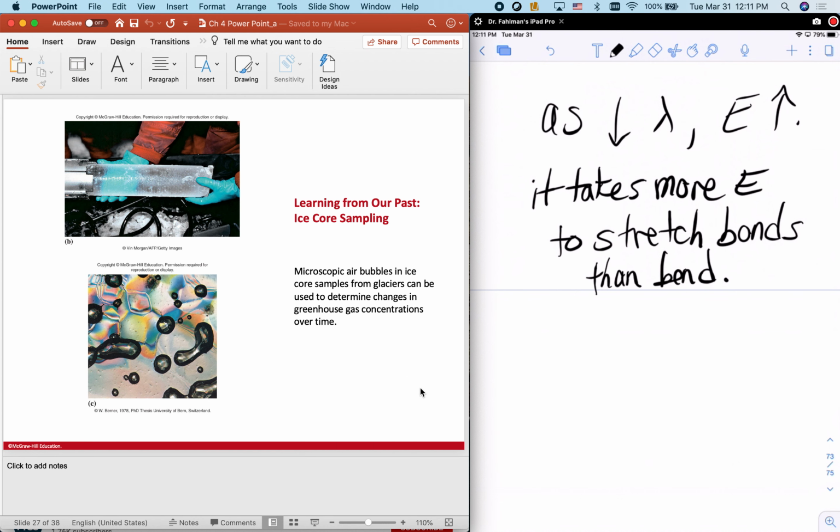Okay, you've already read the chapter as part of your reading assignment, so you've already seen this, but I just want to go through it with you. One way scientists have found out about carbon dioxide concentrations from years ago, going back hundreds of thousands of years even, is from trapped air bubbles in ice. They take these ice cores, sample the trapped gases, and it's really interesting that they can get greenhouse gas concentrations over time from this.